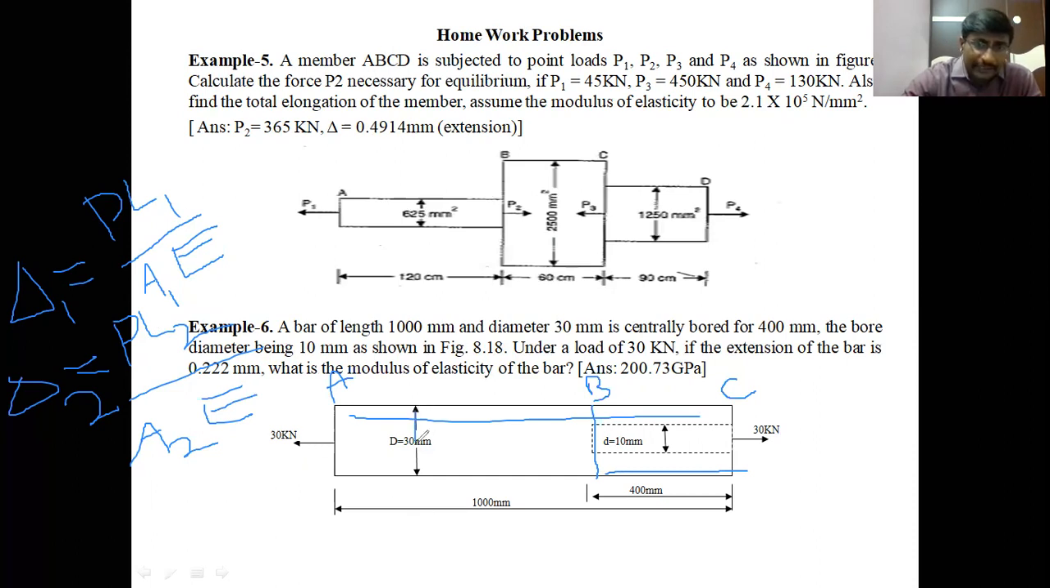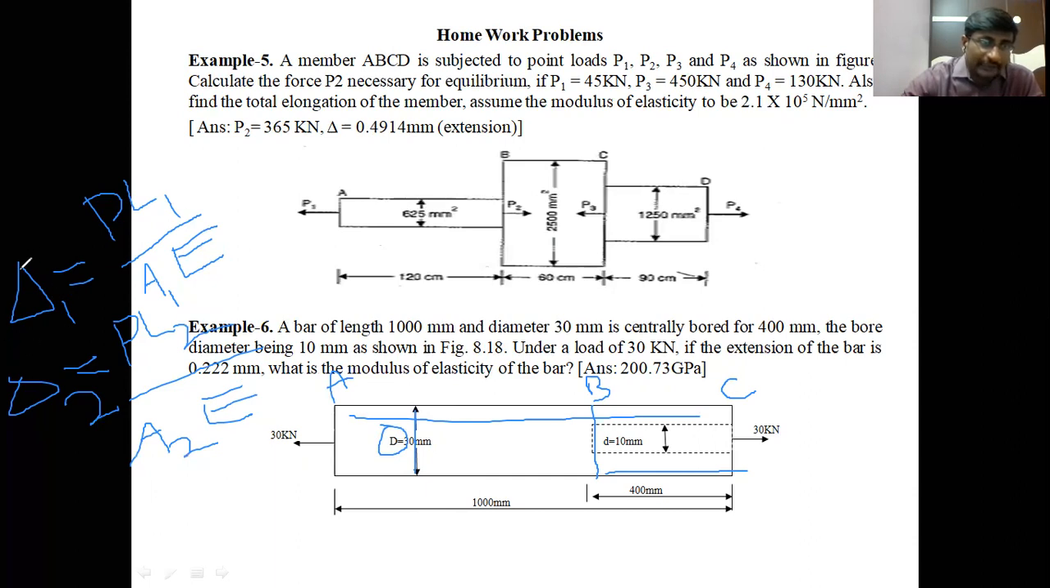What is A1? A1 is the cross-sectional area of the first part. How to calculate the cross-sectional area of the circular rod? Pi by 4 D1 square, where D1 is the capital D. Pi by 4 capital D square is A1. Young's modulus we don't know, because in this problem we are going to calculate the Young's modulus itself.